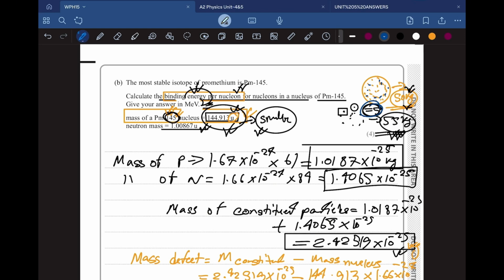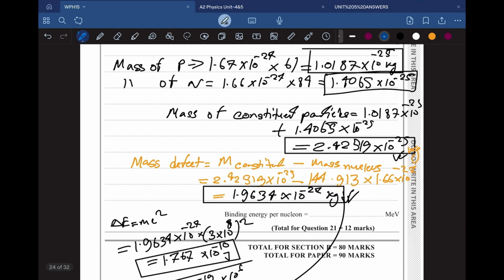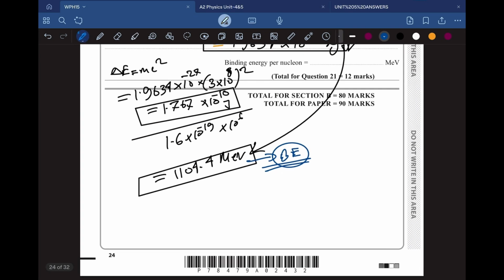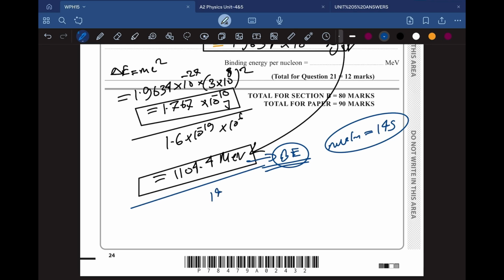But this is the total binding energy, and the question said binding energy per nucleon. We know the total binding energy, and we know the number of nucleons in the nucleus is 145. So binding energy per nucleon will be the binding energy divided by the number of nucleons, 145. If we divide, it will give us a value of 7.6165 mega electron volt per nucleon.